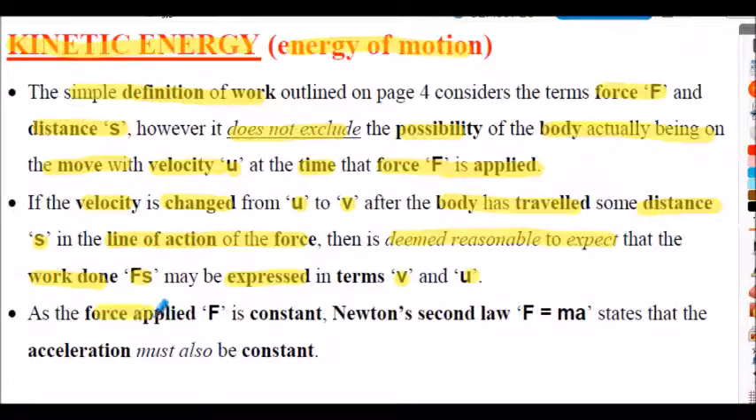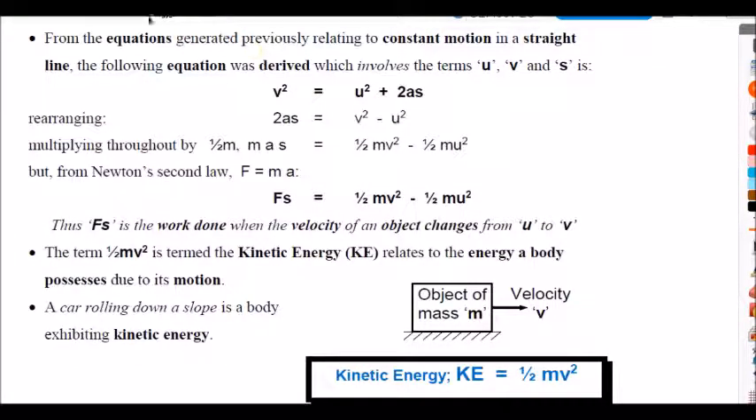As the force applied F is constant, Newton's second law of F equals ma, which we looked at in a previous presentation, states that the acceleration must also be constant. So from the equations of motion that we generated previously, related to constant motion in a straight line, one equation derived is shown below in terms of u, v and s. And this was v squared equals u squared plus 2as. If you're unsure where that equation is derived from, I encourage you to review a previous presentation related to linear motion where these equations were derived from a velocity time diagram.